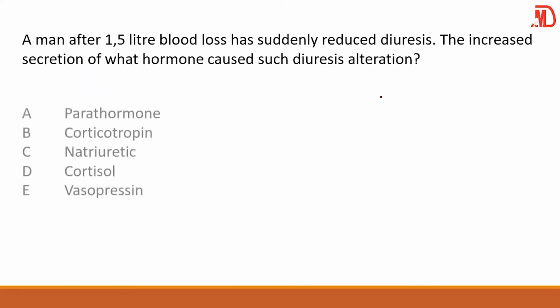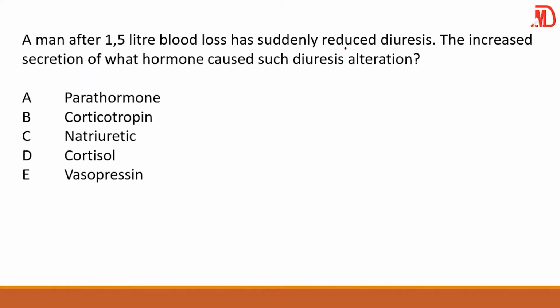A man after 1.5 liters of blood loss has suddenly reduced diuresis. That means because of the blood loss, there is a decreased amount of urine. Now, the increased secretion of what hormone caused such diuresis alteration?